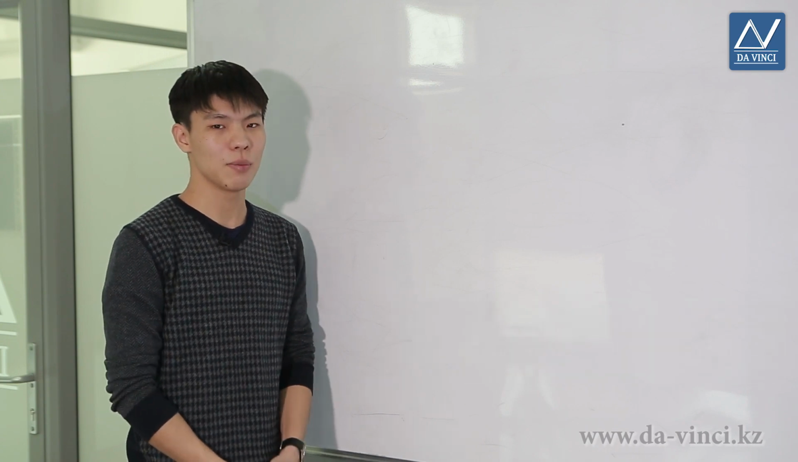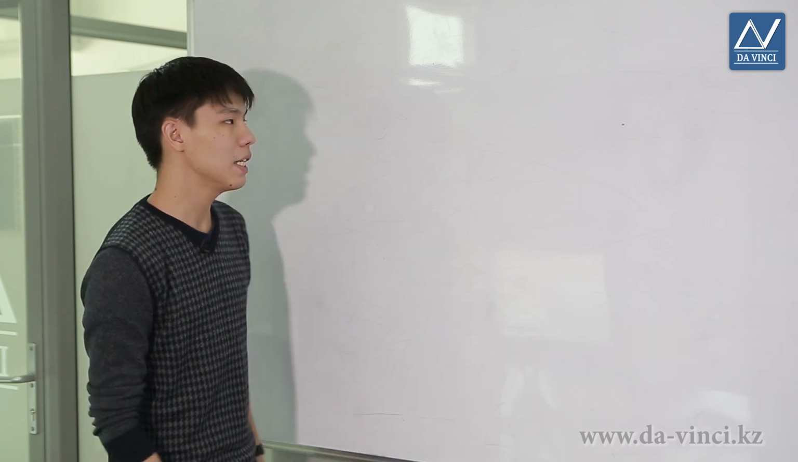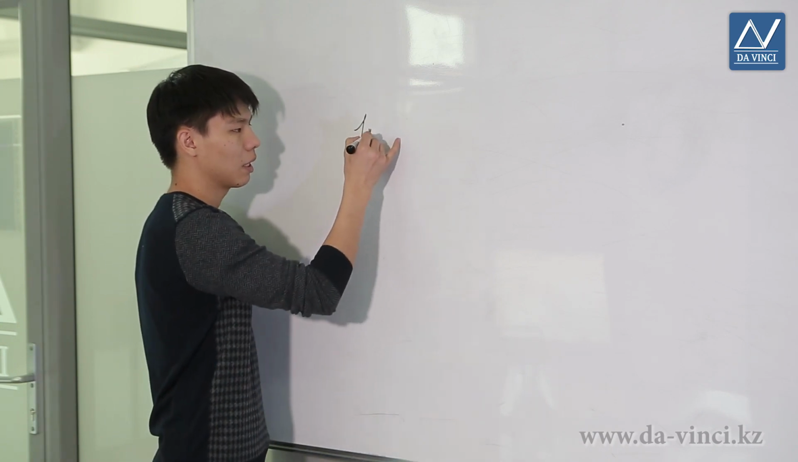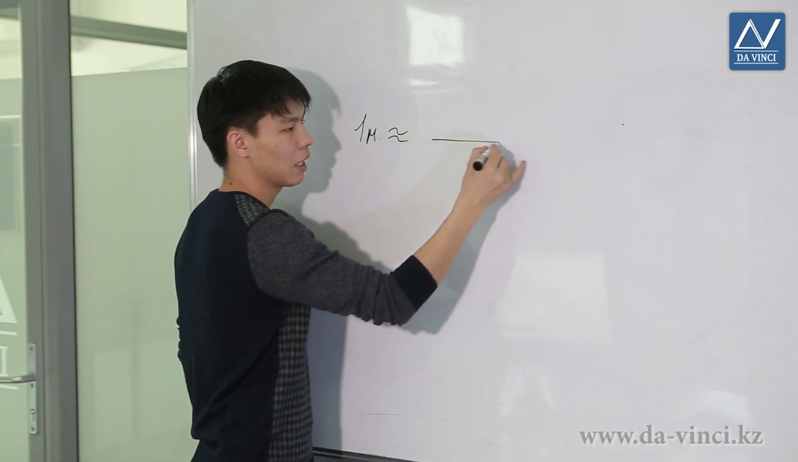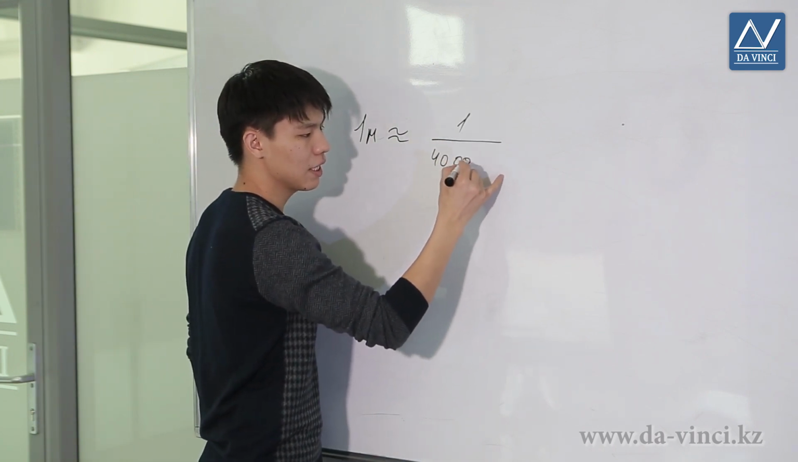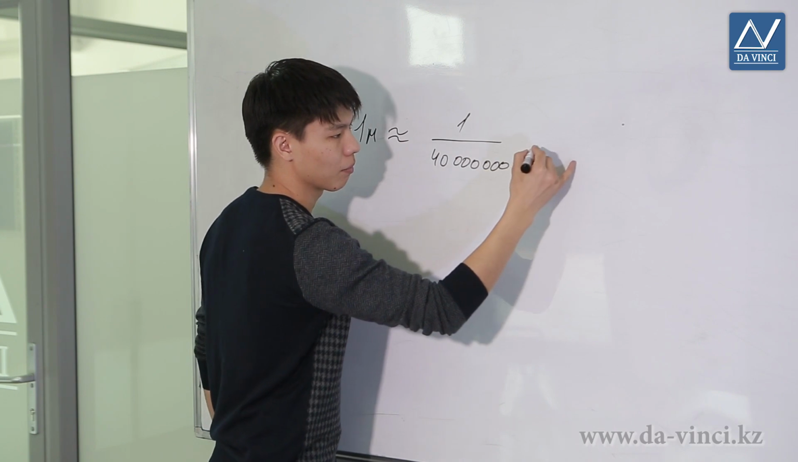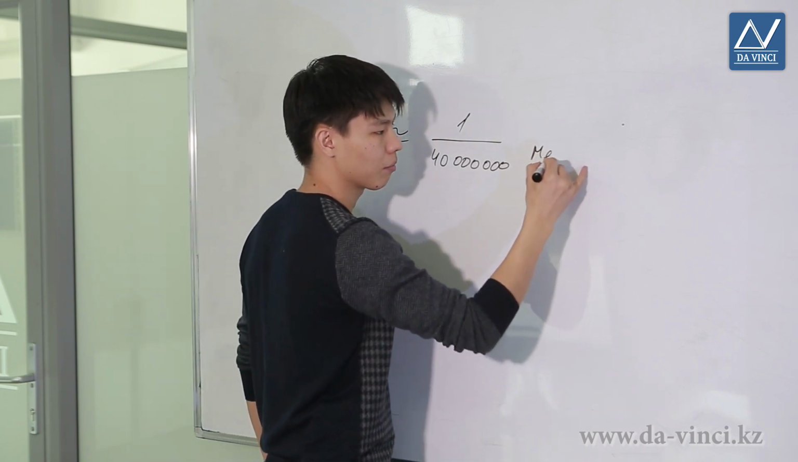Hello! The topic of this video lesson is units of measurement and measuring instruments. In practice, different units are used to measure lengths. The standard unit of measurement is 1 meter. The meter is chosen as the standard unit because it is approximately equal to 1/40 millionth of the length of the Earth's meridian.